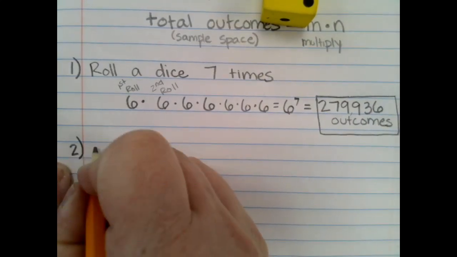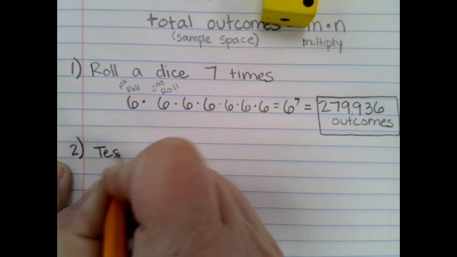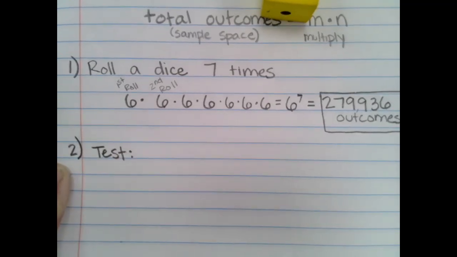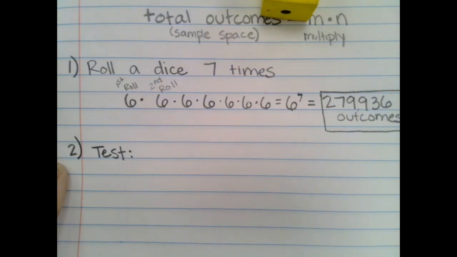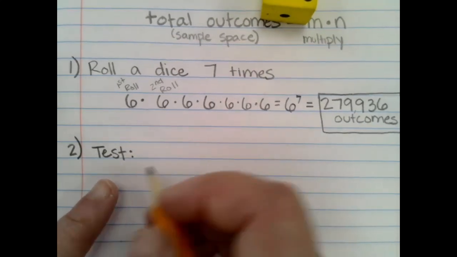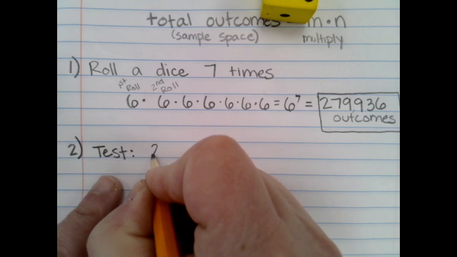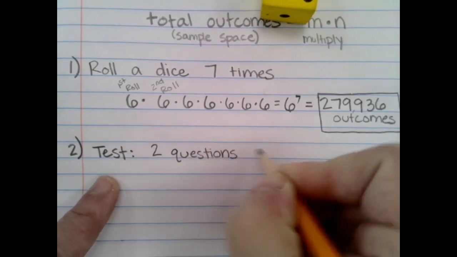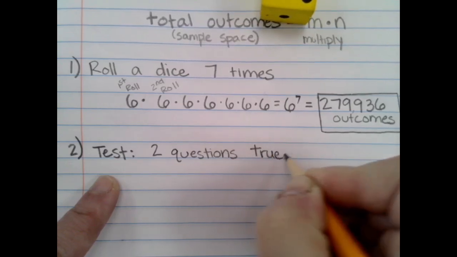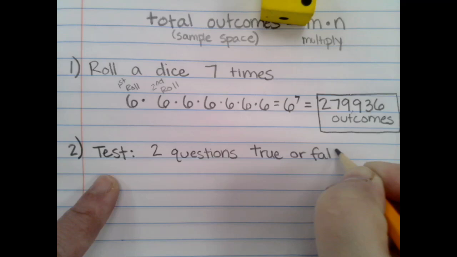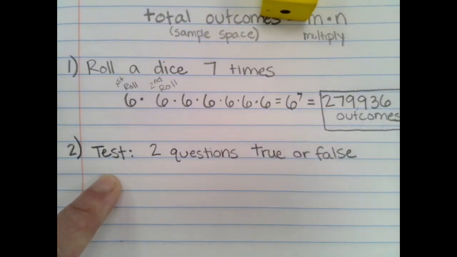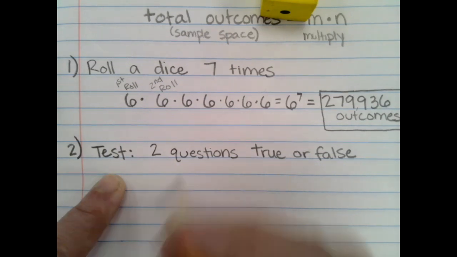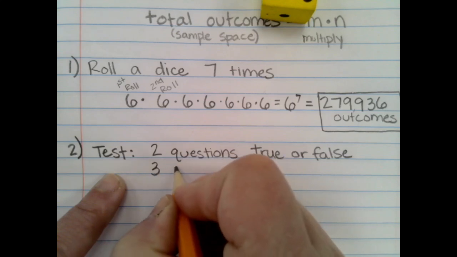All right, number 2. Now we're going to take a test. Okay, on your test, we're not actually taking a test, so chill. Not yet, anyways. Test is about 2 weeks away. On the test, we have 2 questions that are going to be true or false. Then we're going to have 3 questions that are multiple choice.